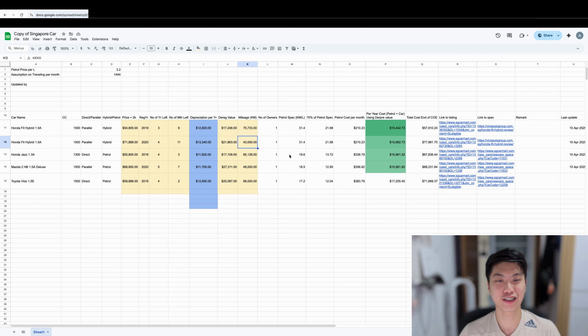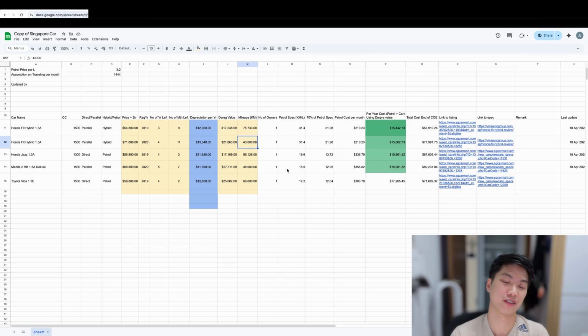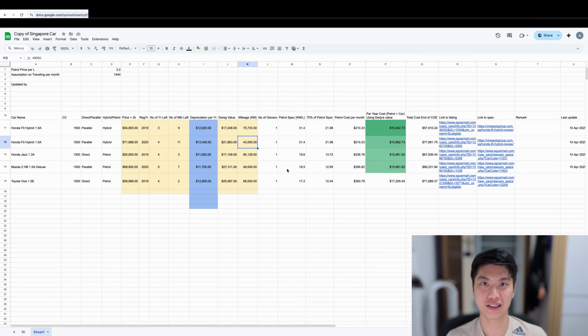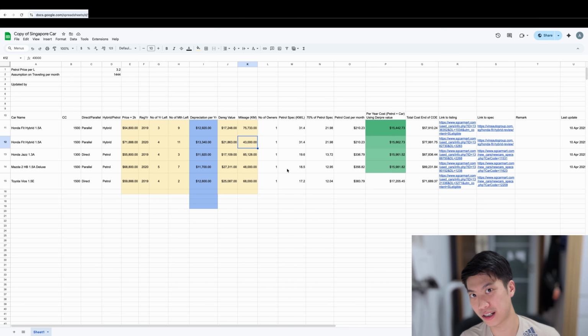So this is just the Google Sheet that I made when I was deciding which car to get. I hope this video is useful for you guys. If you have any questions on how to choose a car, like what criteria I look for, I told you just now: the mileage, the number of owners, and the number of years left. These three are very important, and the price, of course. All of this is the consideration that I made last year.